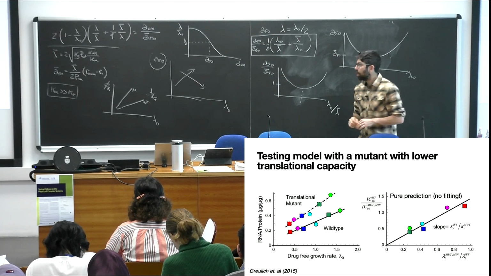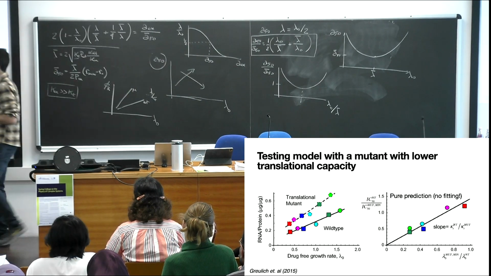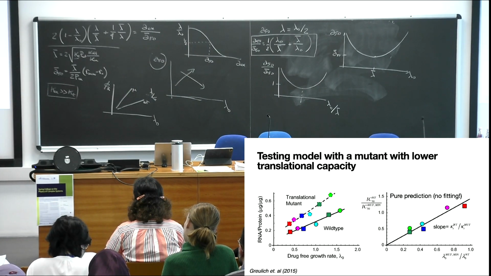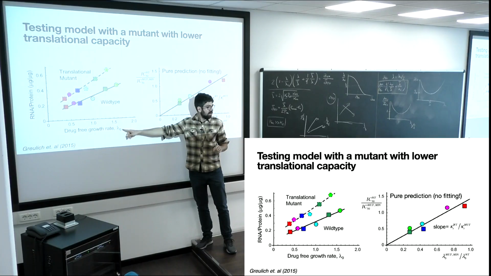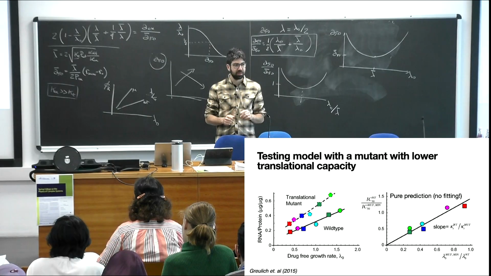Is it clear? I mean, what is crazy if you think about this plot here is that here you do something in absence of drugs. You fit the value of kappa t of the mutant, and then this is a new experiment, pure prediction, nothing to fit. Okay. Questions?